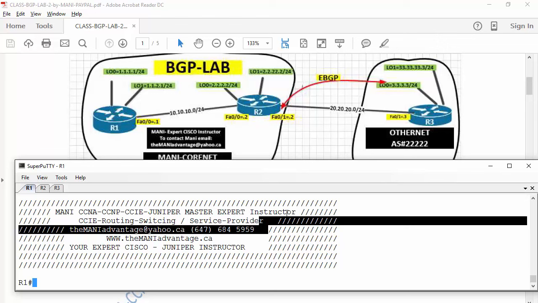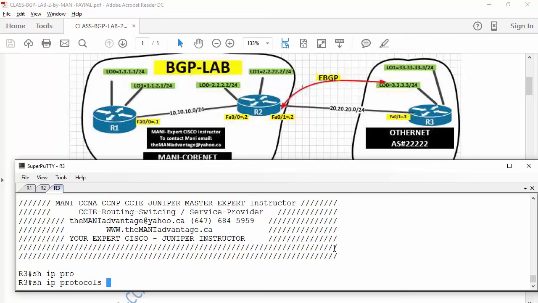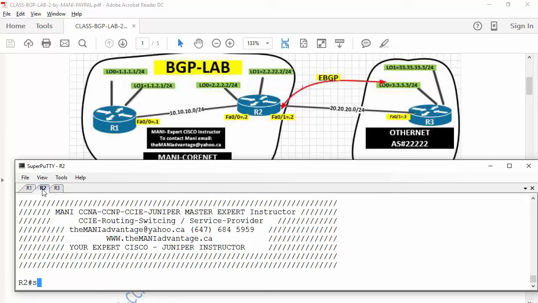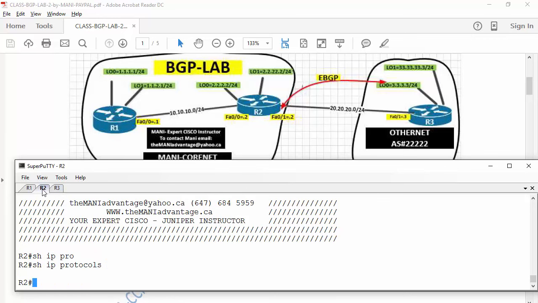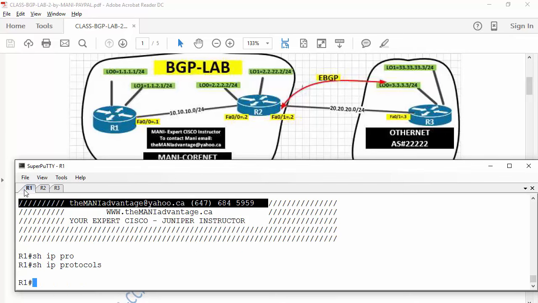So I want to verify a couple of things, guys. Let's go to router 3. I want to make sure I'm not running any routing protocol. Show IP protocols. If it is nothing, that's good. There are no routing protocols running.